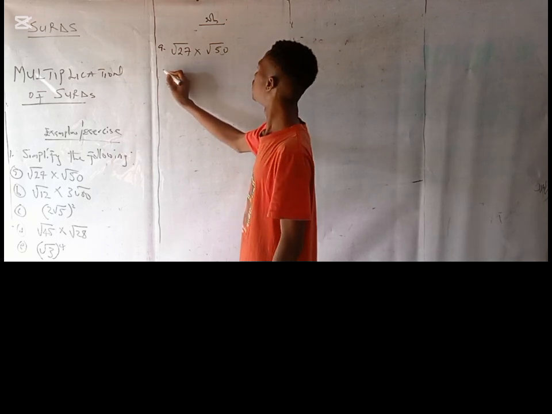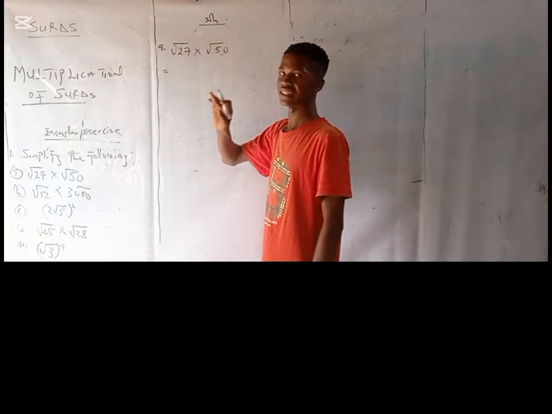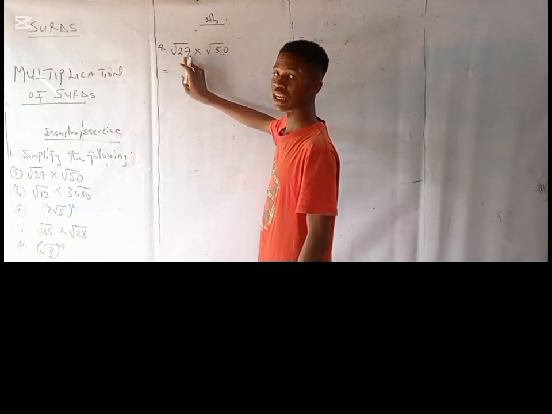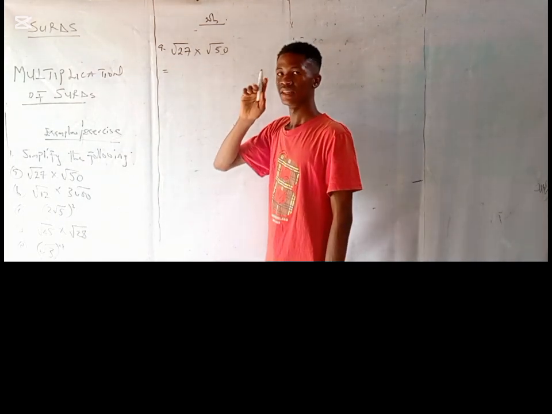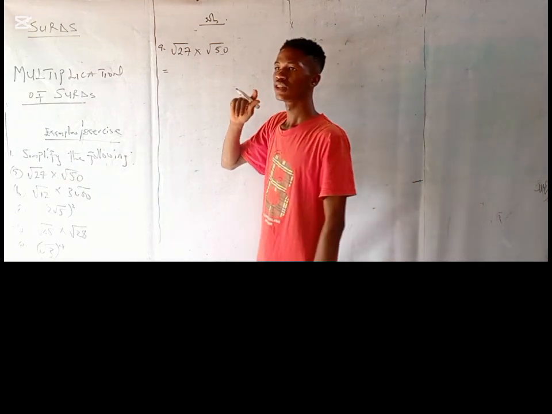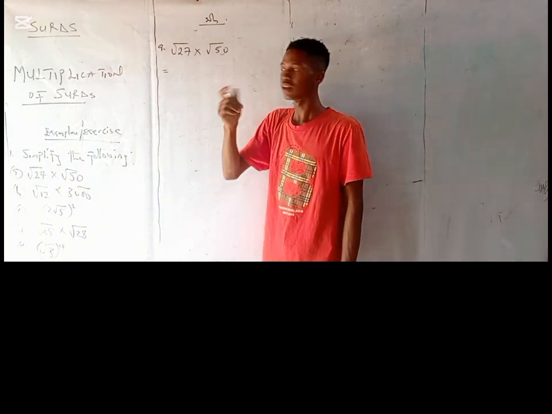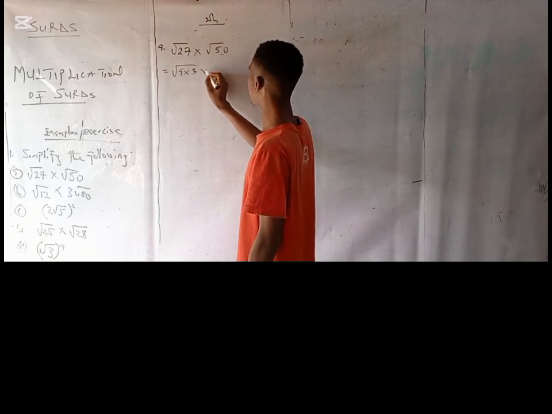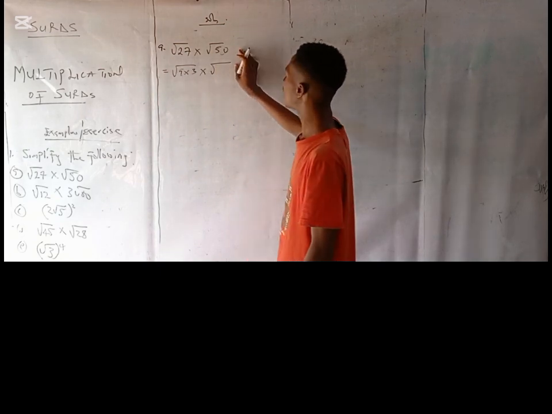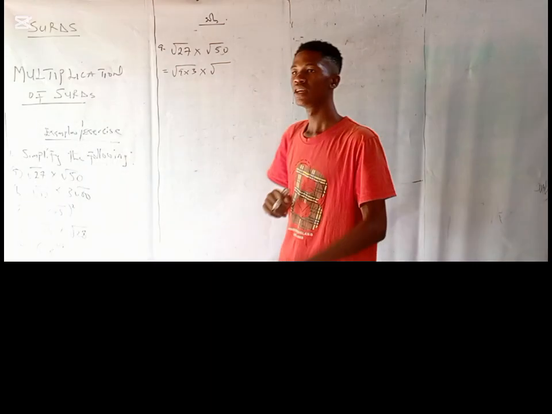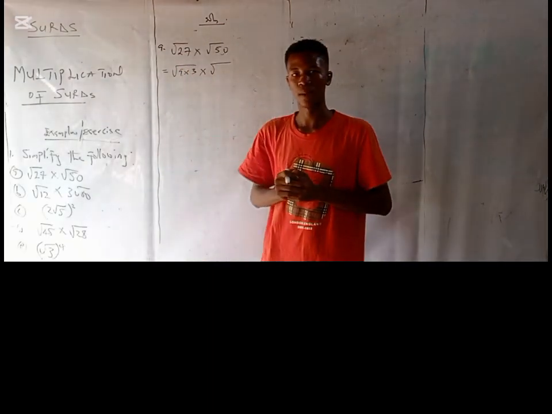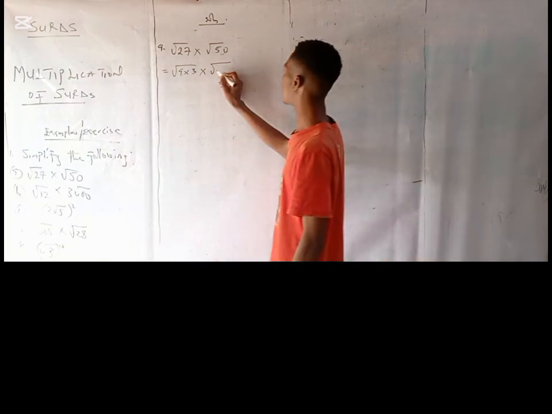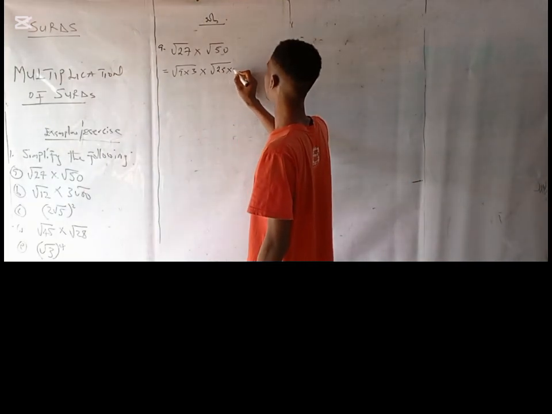So this is equals to, ask yourself two numbers now. Remember simplification of surds. Two numbers you multiply to give us 27, and one is the perfect square. So what are the numbers? Here the numbers are 9 and 3. So we say root 9 times 3, times root. What are the two numbers you multiply that will give us 50? One is the perfect square. The two numbers there are 25 and 2. So we have it as root 25 times 2.